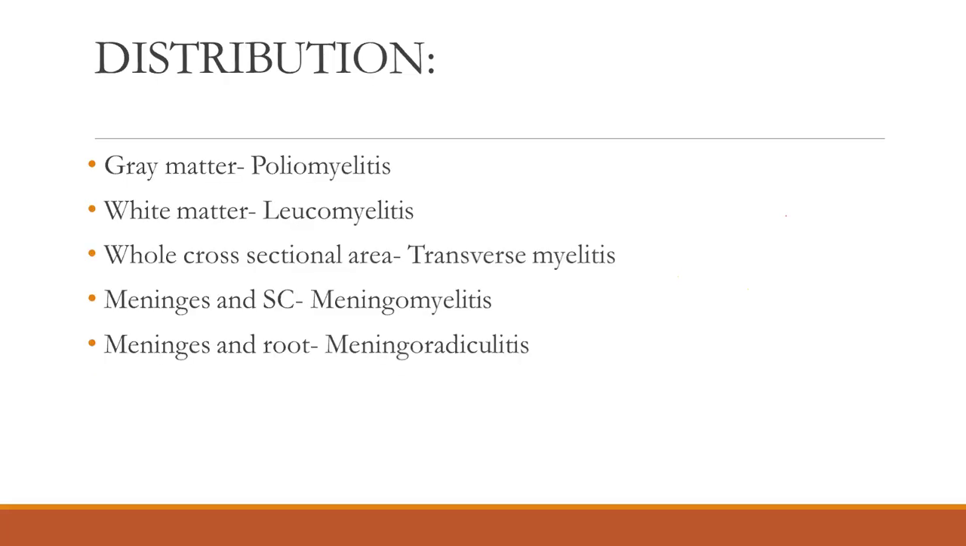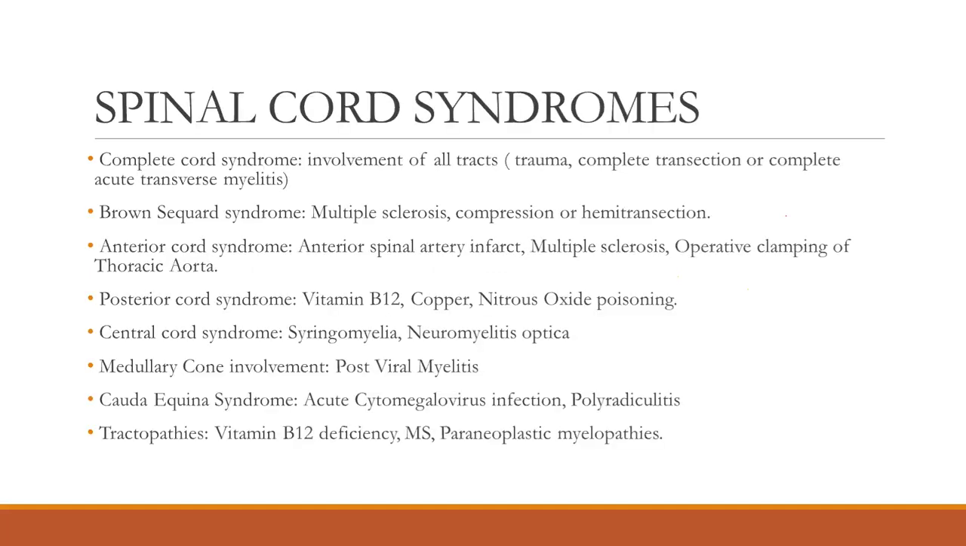So coming to distribution, if it is restricted to the gray matter, it is mostly seen in poliomyelitis. If it is restricted to the white matter tracts, it is called leukomyelitis. If it involves one cross-sectional area, it is called transverse myelitis, which can be partial transverse myelitis or complete transverse myelitis. If it involves the meninges along with the spinal cord, it is called meningomyelitis. And if it involves meninges and roots, it is called meningoradiculitis.